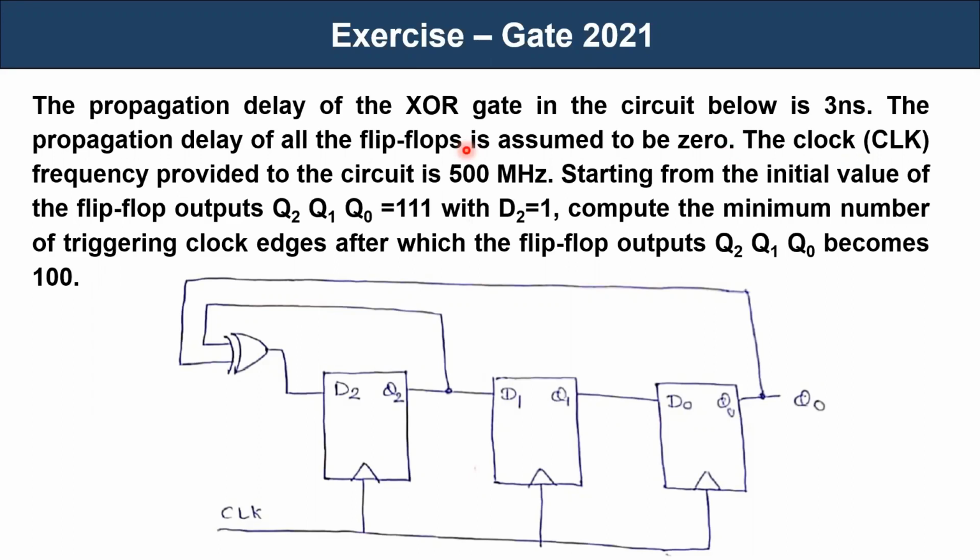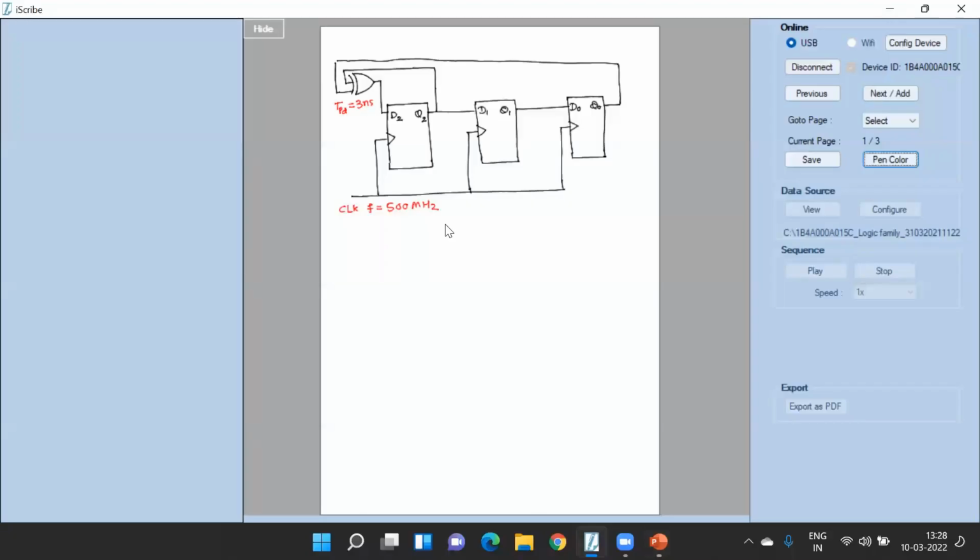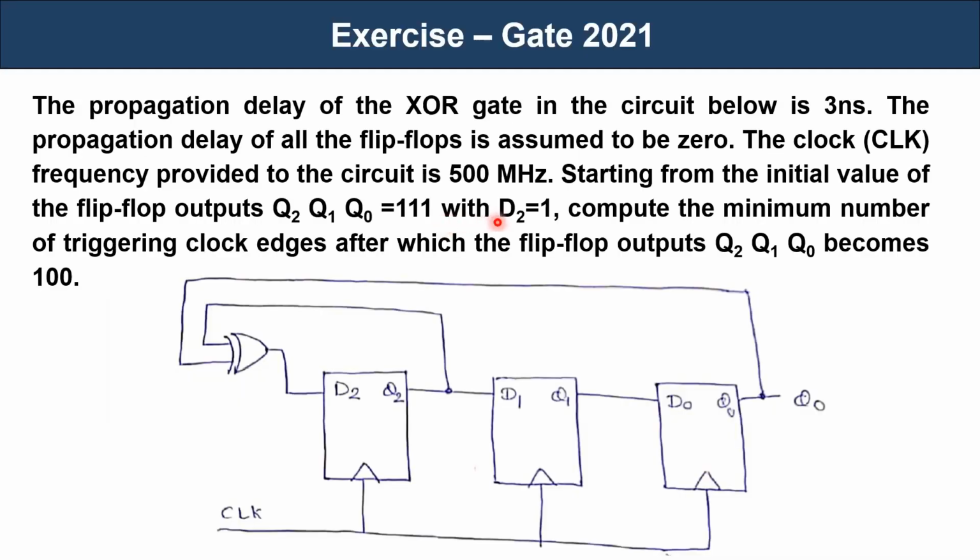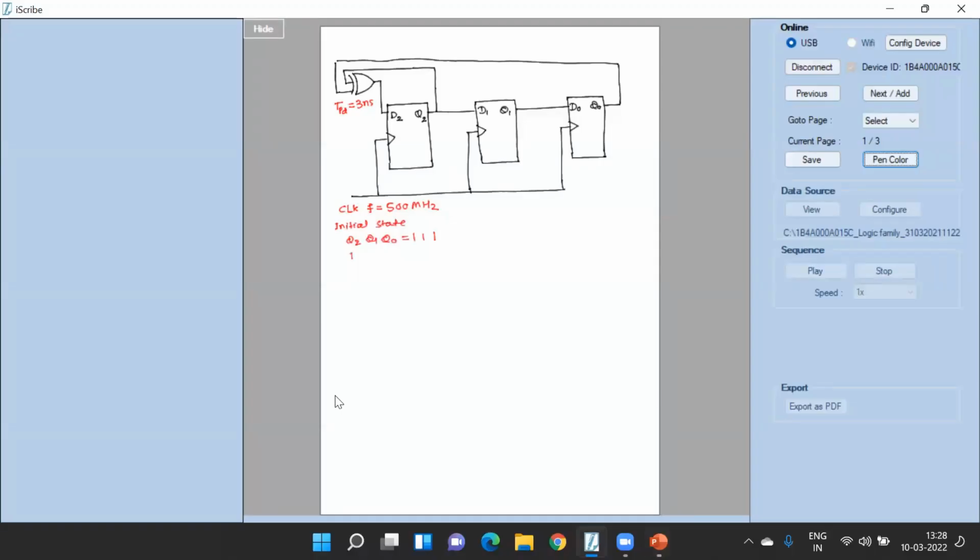It says that the initial value of all the flip flops, Q2, Q1, Q0, is 111. So my initial state is Q2, Q1, Q0 equals 111. And it says D2 is also initially set to 1. So my D2 is also 1 here. These are my initial states.